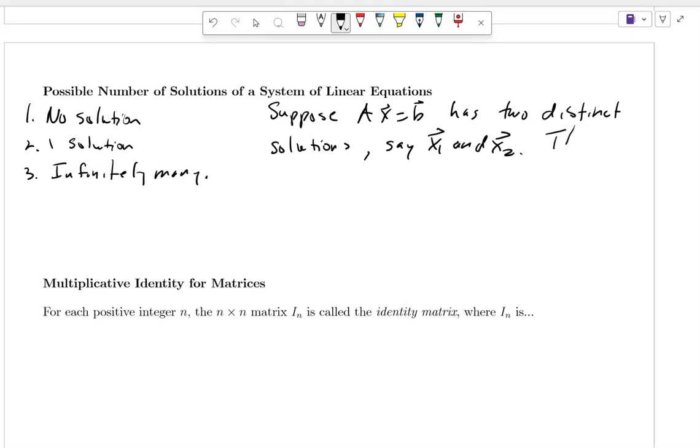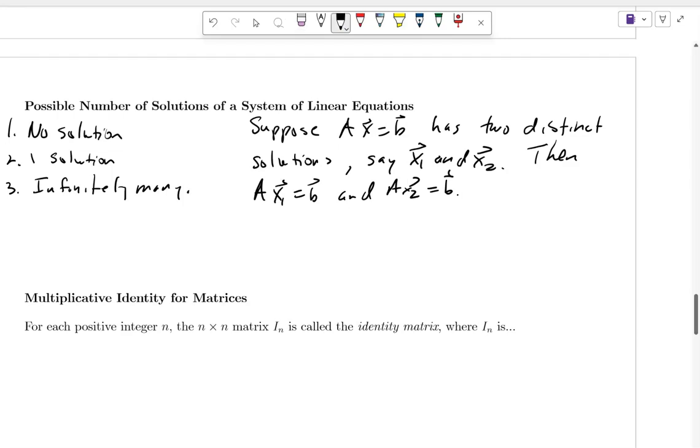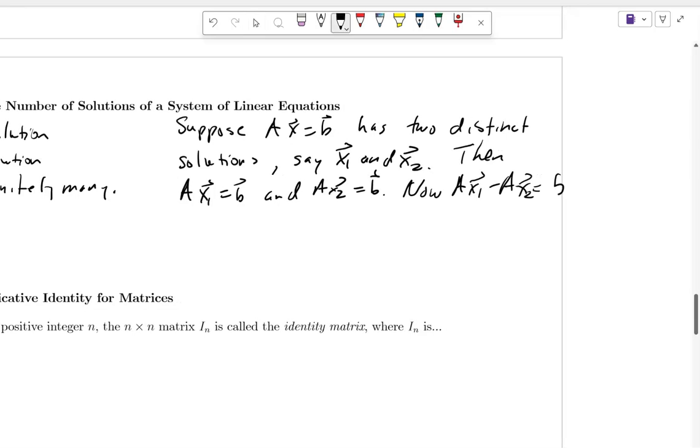So in this case, if I plug in x1, I get b. If I plug in x2, I get b. That's what it means to be a solution, right? You plug it in, it works. So I plug in x1, I get b. Plug in x2, I get b. Oops, I wrote b2. This should just be a b. All right, so what happens now if I subtract them? What am I going to get if I subtract the two of them? You get 0, right? I'll write 0 with a vector over it because I mean the vector with all zeros in it.